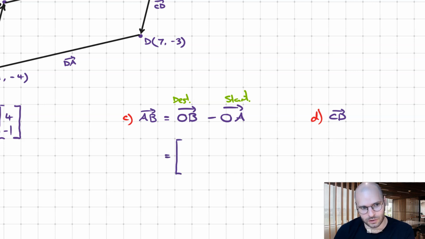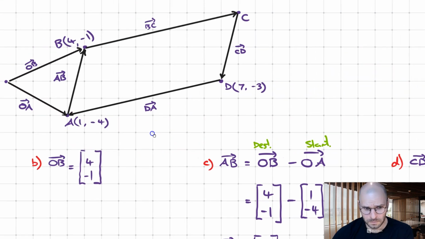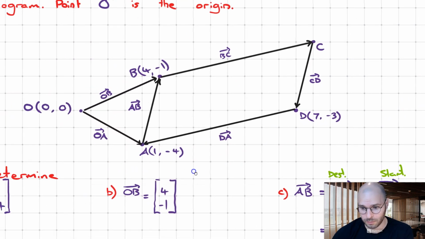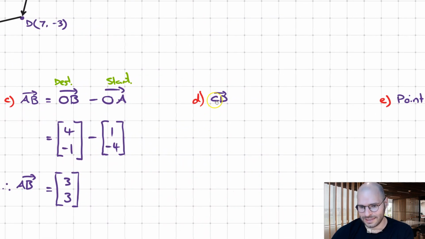OB, we know it's going to be 4 minus 1. OA is 1 and minus 4. I simply compute this using my knowledge from the previous learning. And I know 4 take 1 is 3, minus 1 take negative 4 is 3. So the position vector that describes how to get to AB is just 3 and 3. So the calculation is quite straightforward, even if the instruction is quite complicated.